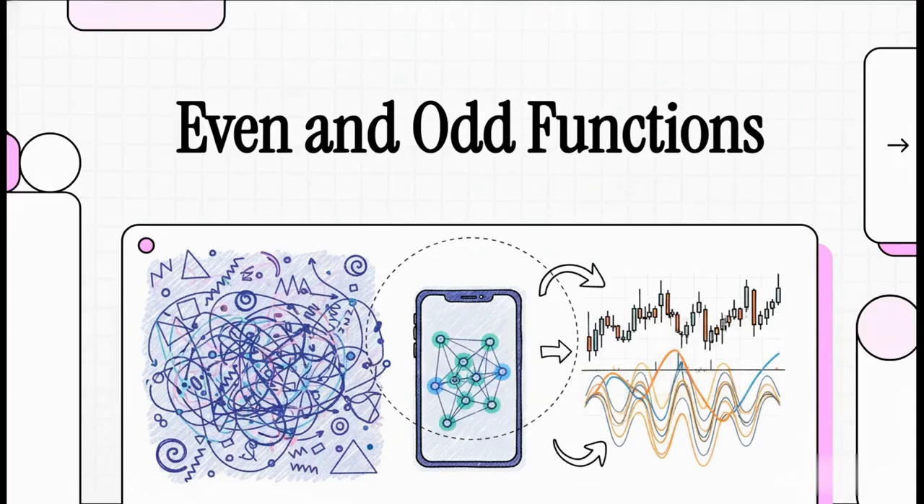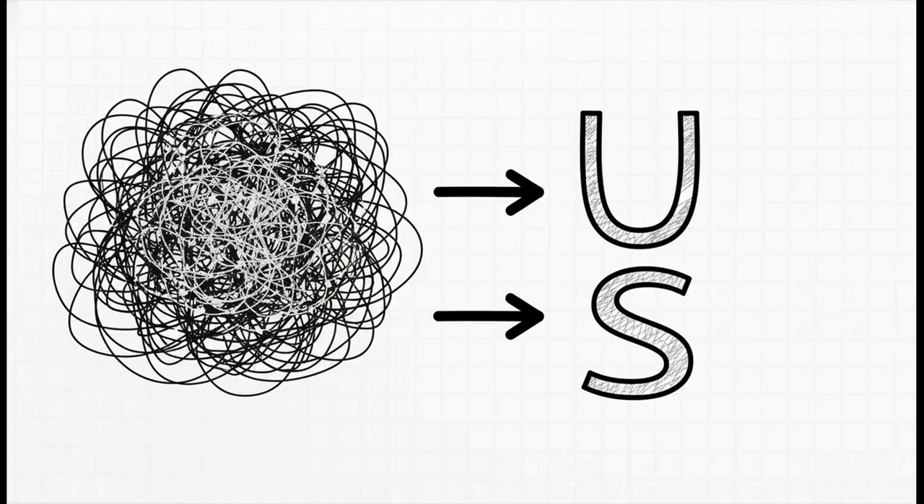You know those chaotic squiggles on a stock chart? Or the sound wave of your own voice? What if I told you they both share a secret, a hidden symmetry? We're going to uncover a simple mathematical rule that lets us find a perfect hidden order in just about any signal you can imagine.